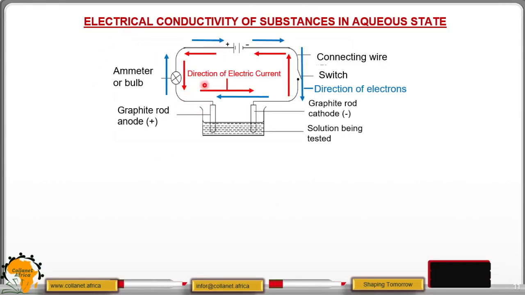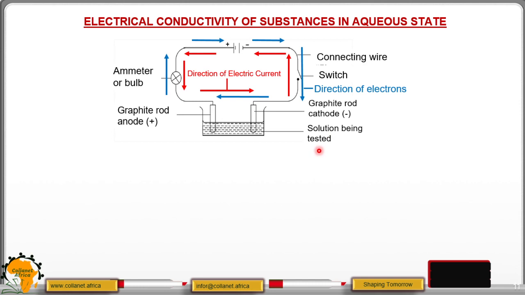Here is a setup to show the conductivity of substances in aqueous state. Here we have the ammeter or the bulb to show the flow of electric current. Then we have the flow of electrons. The electrons will move in this direction, while the current will move in the opposite direction. We have the connecting wires, the switch, then the graphite rod, and this one is a cathode. Why is it a cathode? Because it is negatively charged, and it is connected to the negative terminal of the battery.